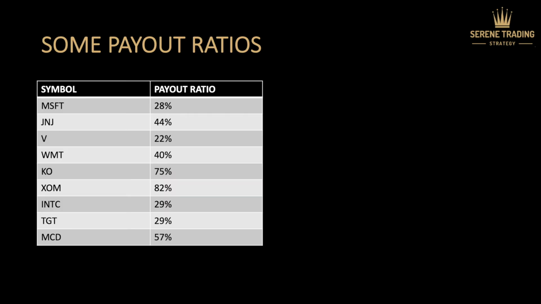Let's take a look at some of the common payout ratios. And you can see here Microsoft, the first symbol MSFT is Microsoft. It has a payout ratio of 28%. Then we have Johnson and Johnson with 44%, Visa with 22%, Walmart with 40%, Coca-Cola with 75%, Exxon Mobil with 82%, Intel with 29%, Target with 29%, and McDonald's with 57%.